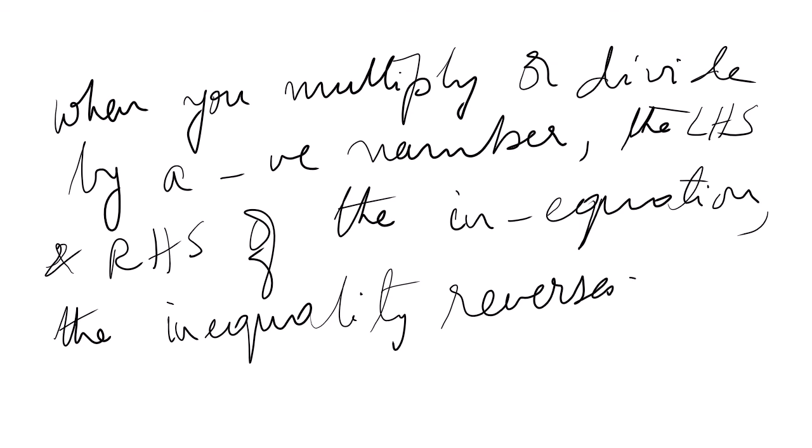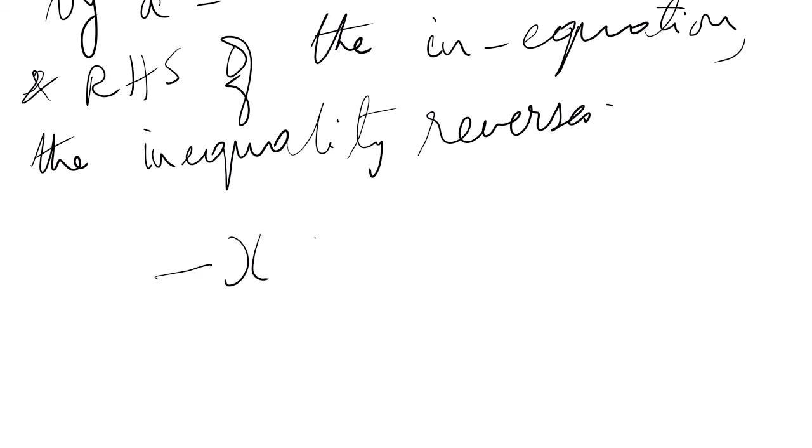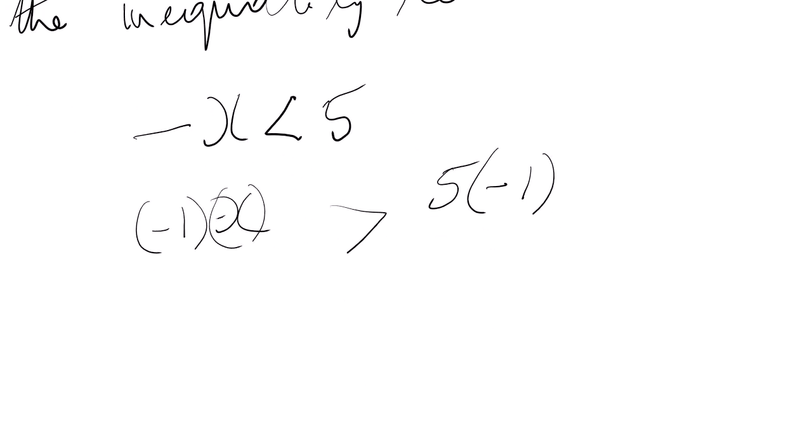Okay, so same example: minus x is less than 5. In order to get plus x, you have to multiply or divide by minus 1. So x is multiplied by minus 1, and here also you have to multiply by minus 1, and the inequality sign reverses. Minus 1 into minus x is x, and 5 into minus 1 is minus 5. So minus x less than 5 implies x is greater than minus 5.